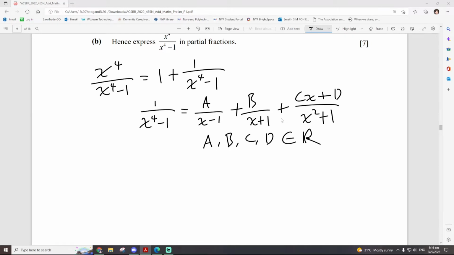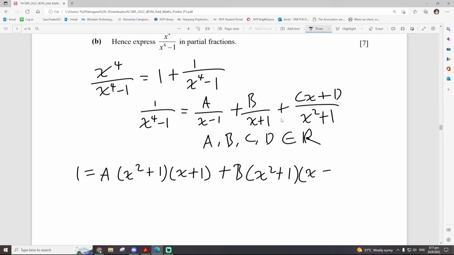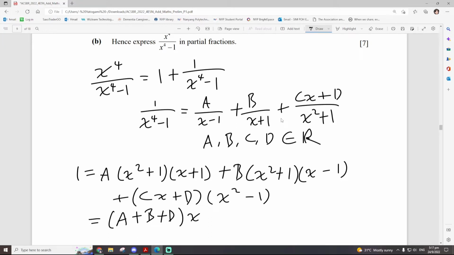So what I'm going to do is multiply out, and I'll get 1 equals a(x squared plus 1)(x plus 1), plus b(x squared plus 1)(x minus 1), plus (cx plus d)(x squared minus 1). Okay? And let's try to expand this out. So to get the x squared term, I need a plus b plus d x squared.